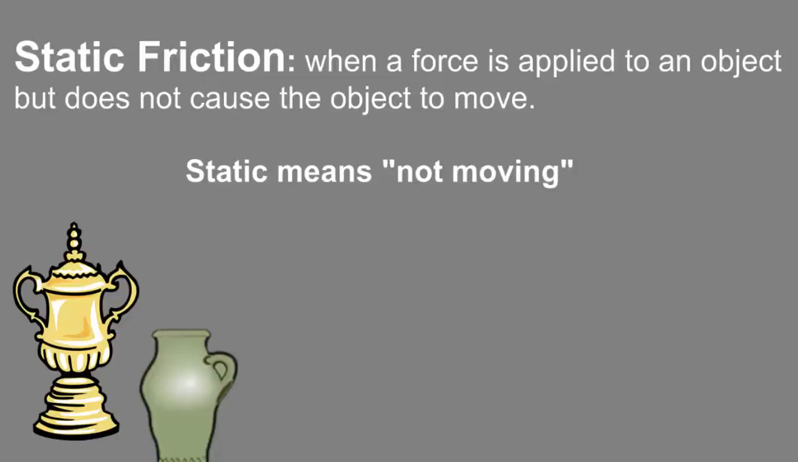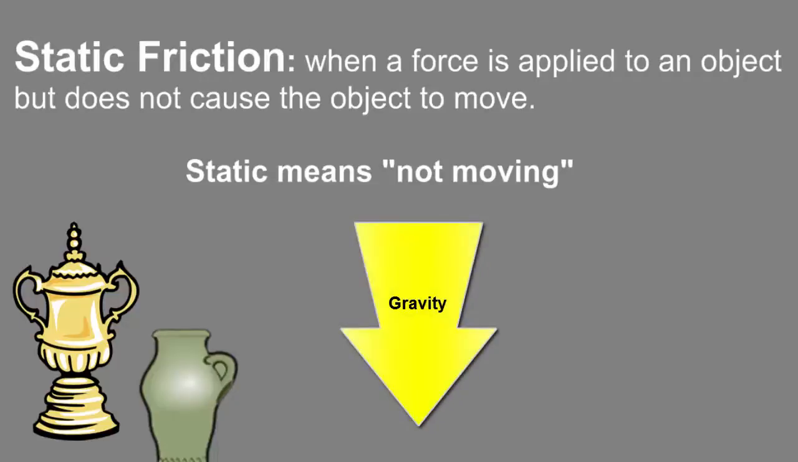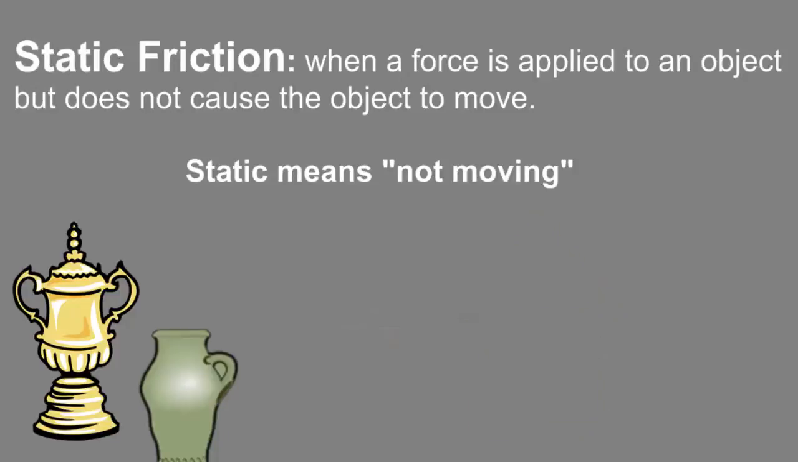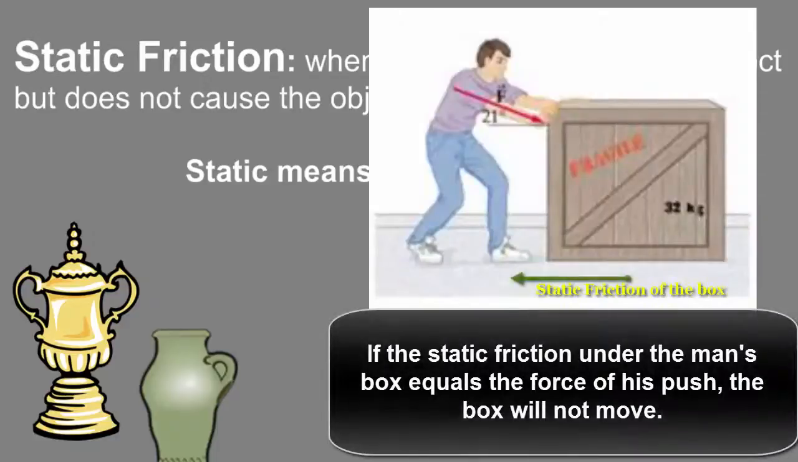So with these pictures of trophies and vases, gravity's pulling them down, which is a force down, but the table is pushing back up, and those forces are going to be equal. The friction of the table is actually keeping that trophy in place or that vase in place, and the friction will balance the forces that are applied to the vase. Static friction can be overcome by applying a large enough force to move it, but if you just didn't touch it, static friction would keep it staying where it is.